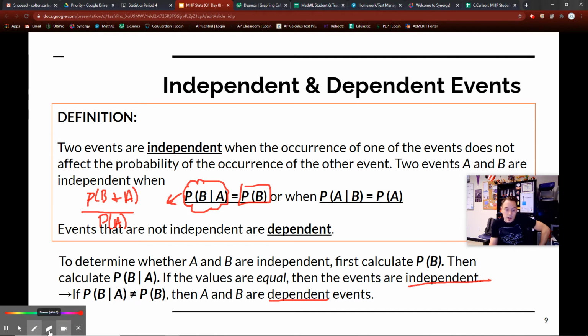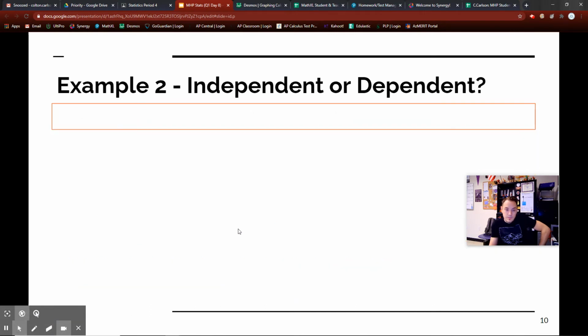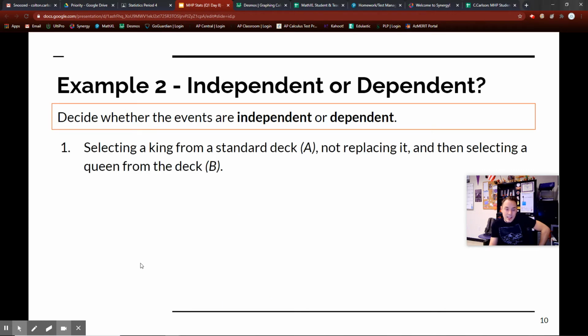We're going to go through a couple of examples. Determine whether or not it's independent or dependent. Selecting a king from a standard deck, that's the first event, and not replacing it, and then selecting a queen from the deck as well. So I have the probability of a queen given a king. If I select a king first and don't replace it, that means there's still 4 queens in the deck when there are 51 cards left over. But the probability of a queen here is 4 out of 52.